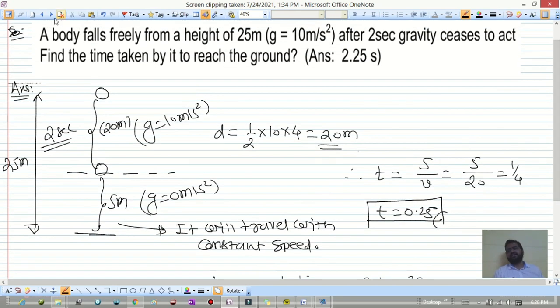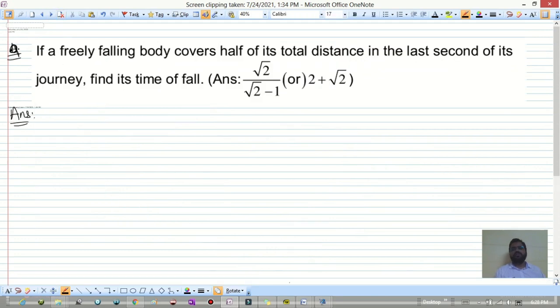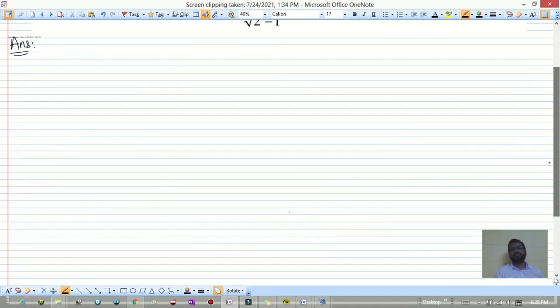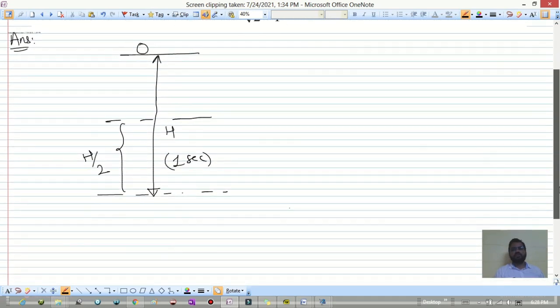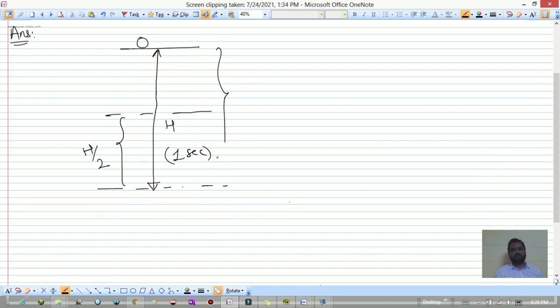Now the next question. If a freely falling body covers half of its total distance in the last second of its journey. Okay, so if a freely falling body covers half of the total distance, so total distance we have is h, and half of the total distance indicates this is h by 2 in 1 second. So we want the time of fall, the total time.